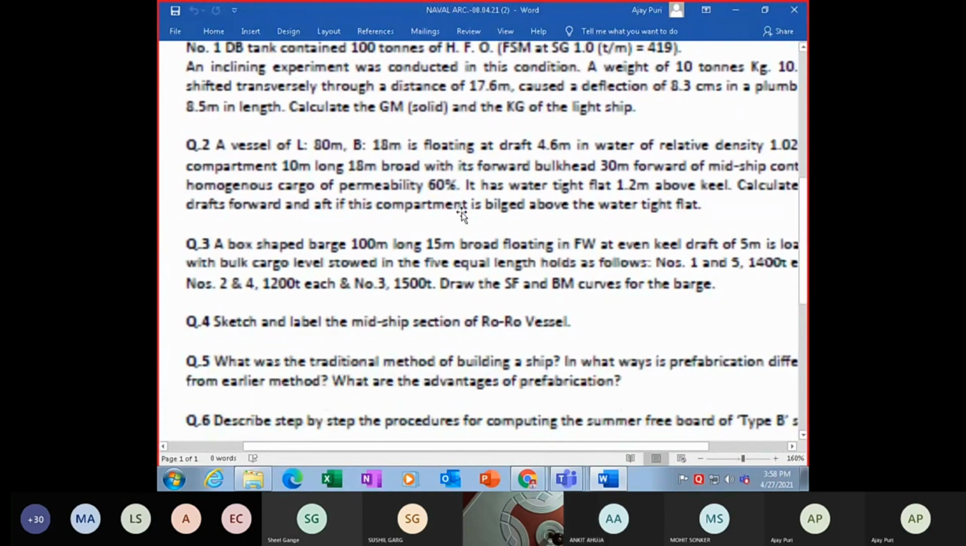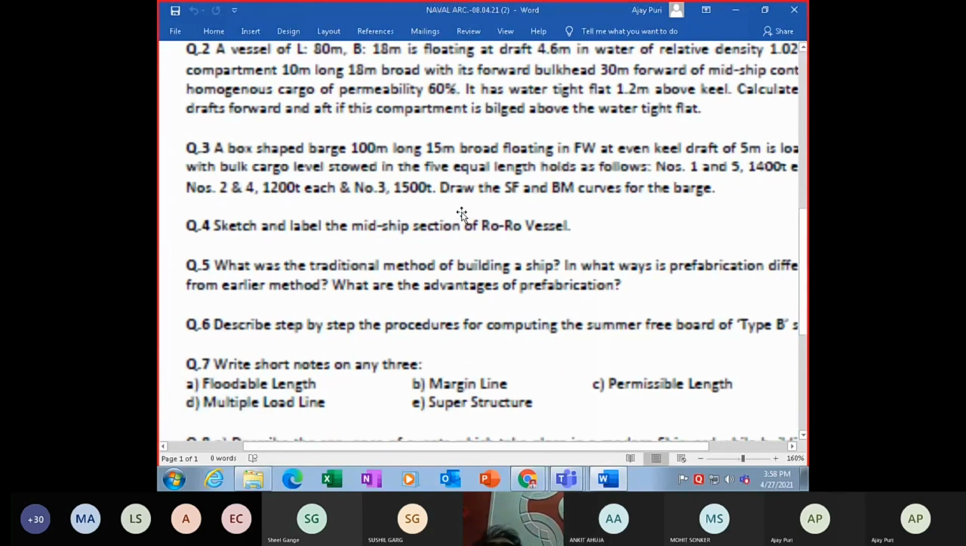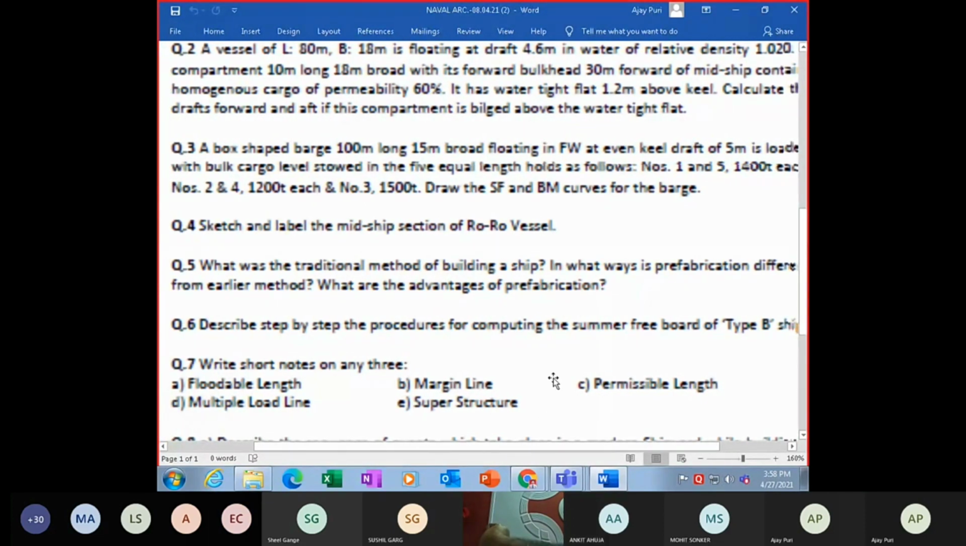This is the April internal exam. The same question has come, only this is chain, rest all is same. Roro ship, midship section, sketch and label. What is the traditional method of building the ship? The traditional method is whatever we had, the concept design and all that was used for building the ship till the launching part. Because nowadays the futuristic model is totally different. The traditional method is what we were doing in the shipyard.